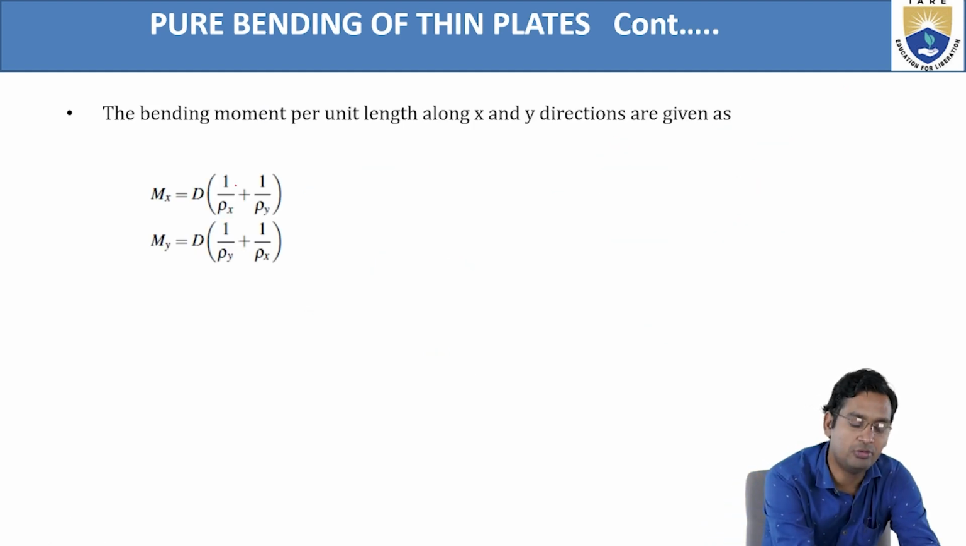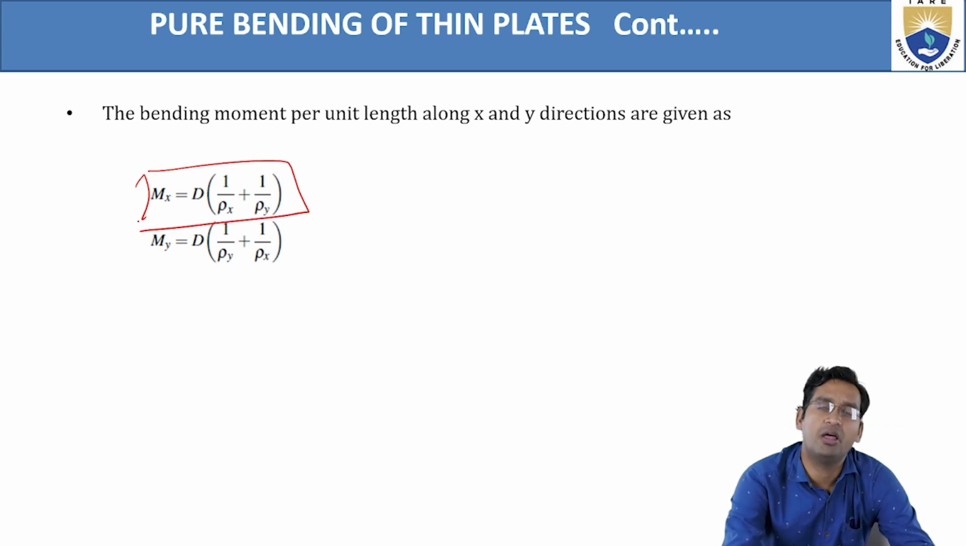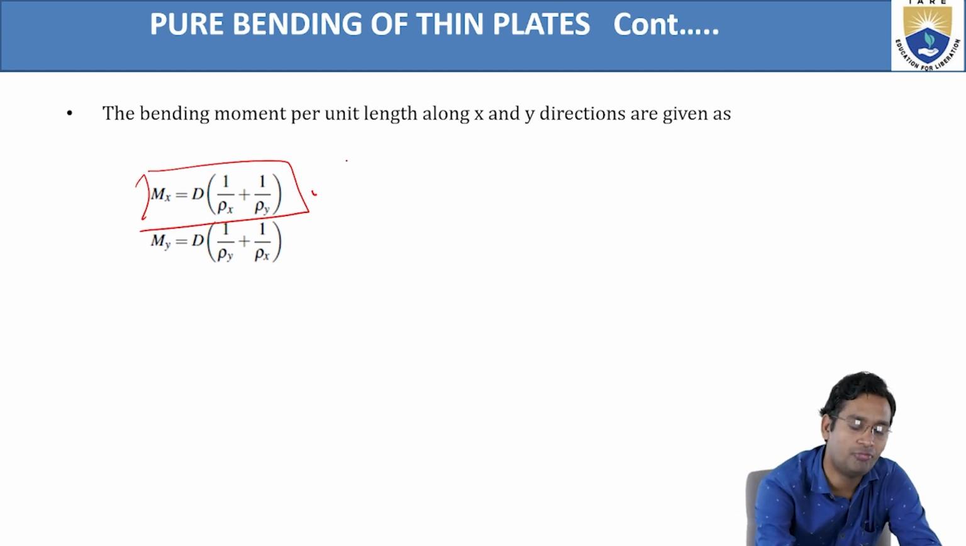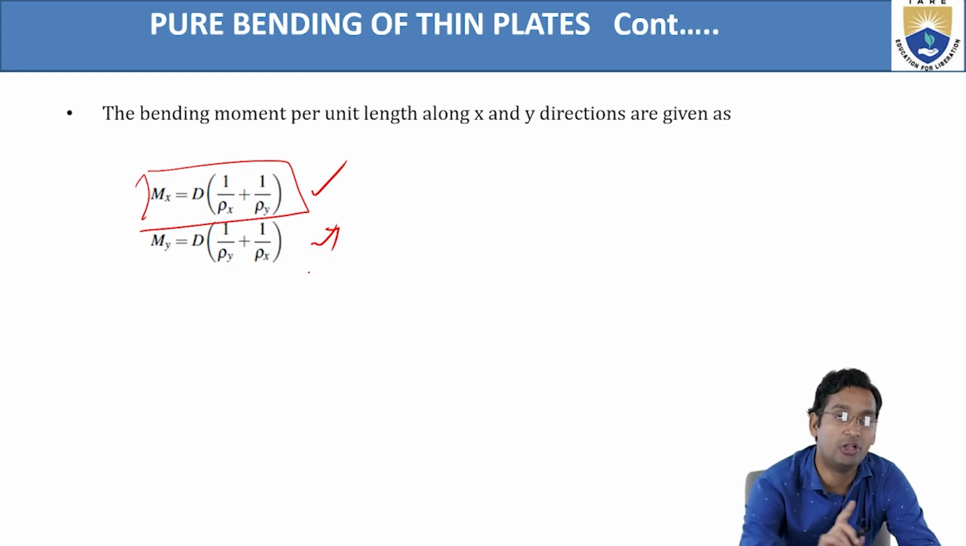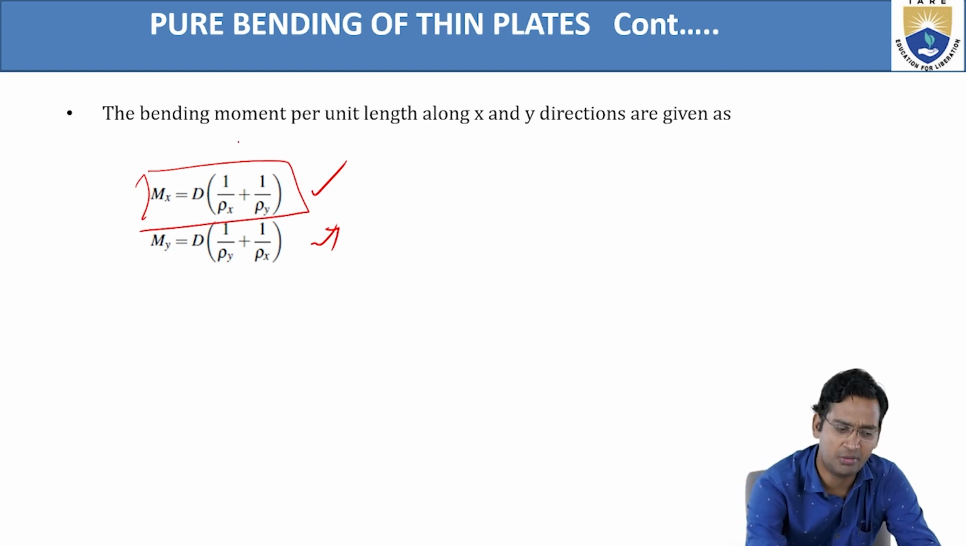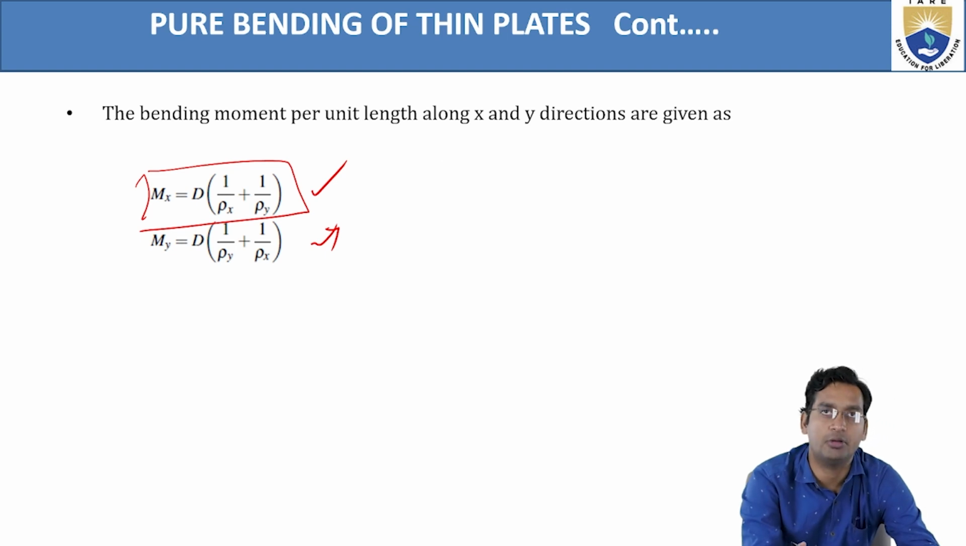So now Mx will be equal to D into 1 by rho x plus nu by rho y, and My will be equal to D into 1 by rho y plus nu by rho x. So now we have formed the moment along x and the moment along y. Remember, Mx is parallel to the y axis and My is parallel to the x axis. So that is the bending moment per unit length along the x and y directions, given by these.